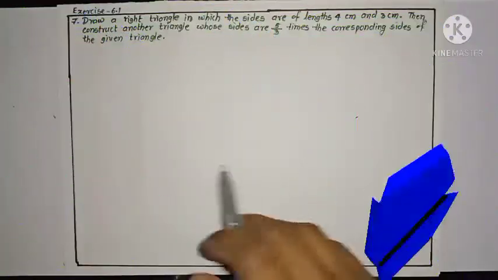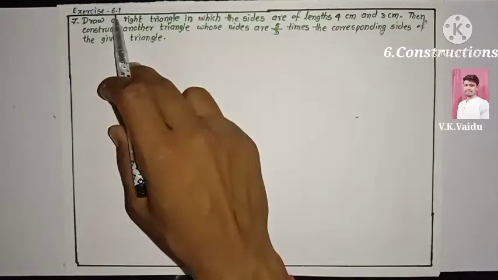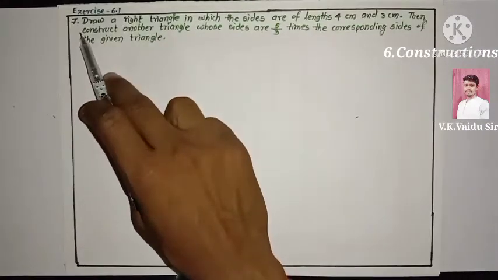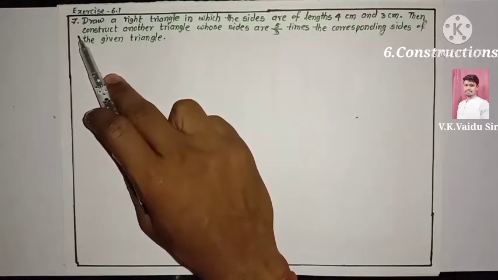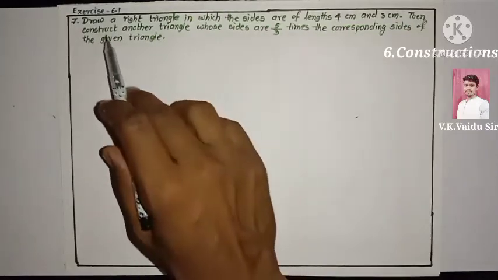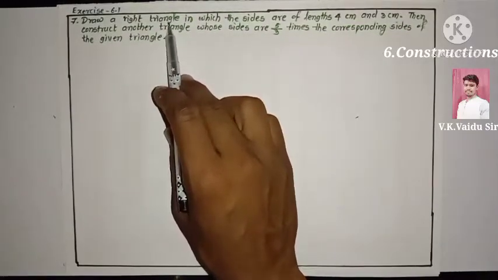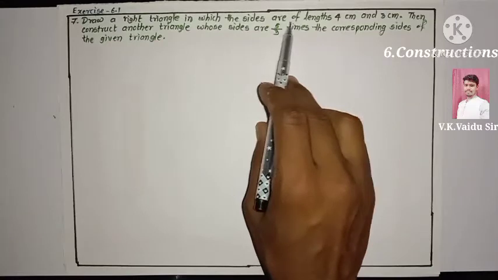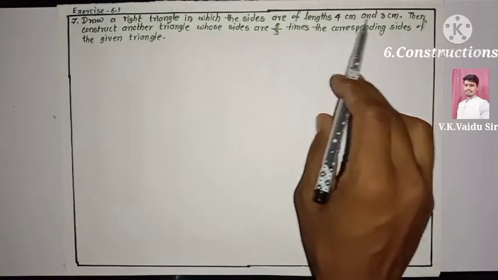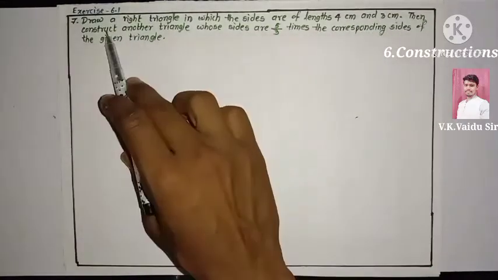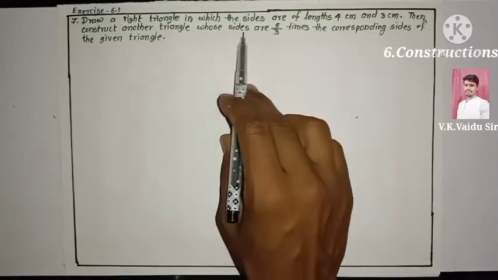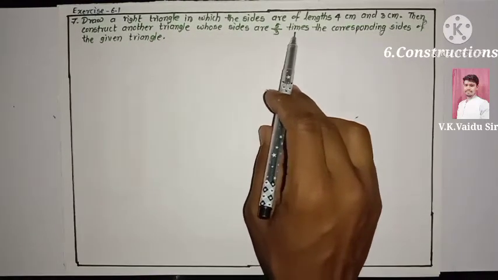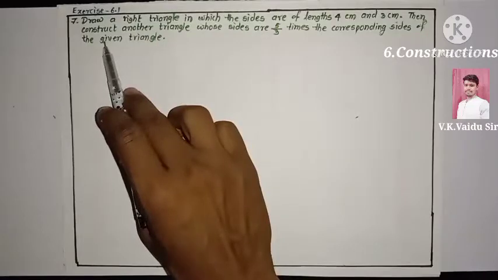Hi children, we are now solving Exercise 6.1, the seventh and last problem in this exercise. See what the question gave us. Draw a right triangle in which the sides are of lengths 4 cm and 3 cm. Then construct another triangle whose sides are 5 by 3 times the corresponding sides of the given triangle.